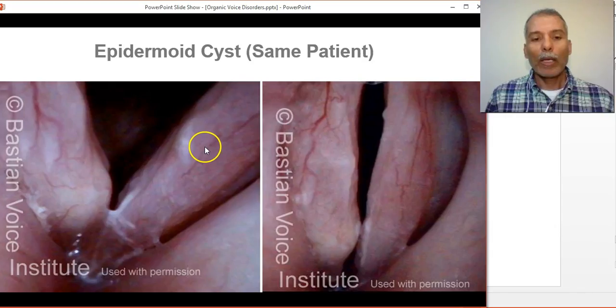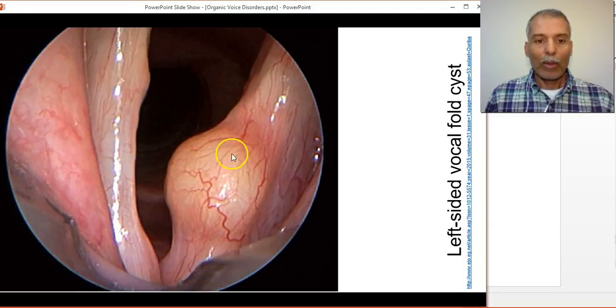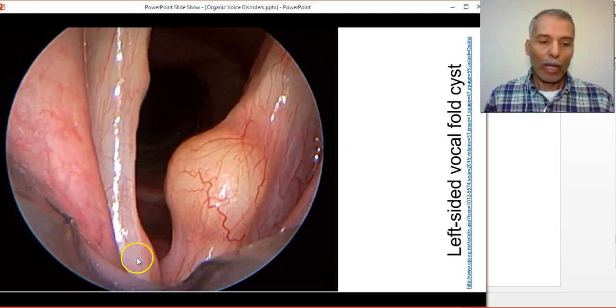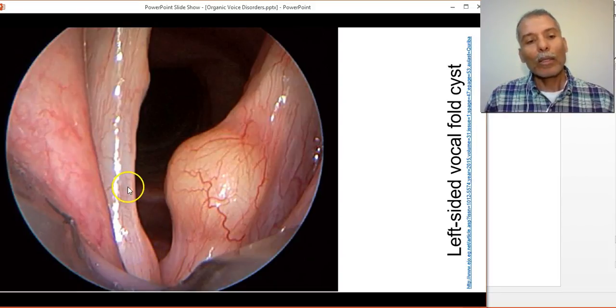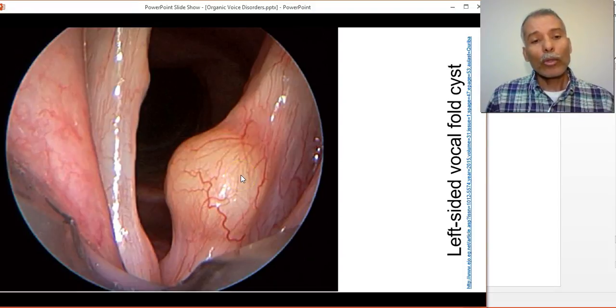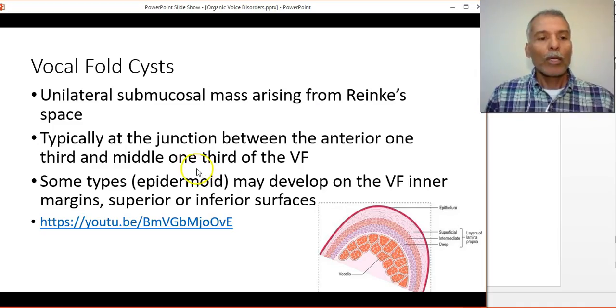Typically, it arises on the junction between the anterior third. So here is the anterior from here. This is the commissure, the glottal commissure is here, the beginning where the vocal folds are close to each other anteriorly. And then you go here, and there is a third, a third. So it is between the anterior third and the beginning of the middle third, which is similar to the vocal nodules. And remember, this is the area that receives the greatest impact when you phonate.